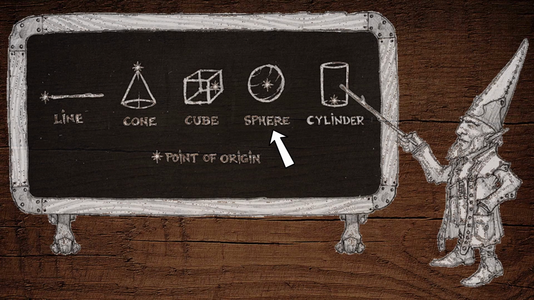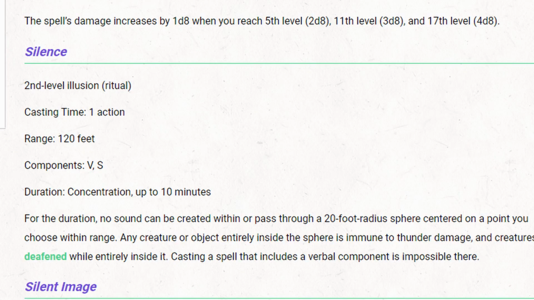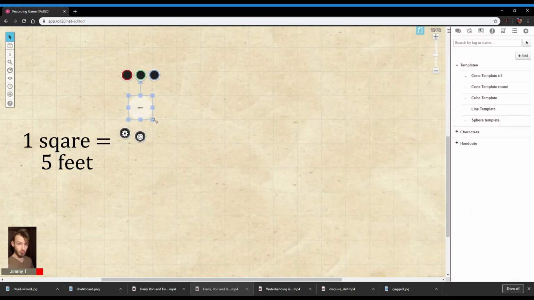A sphere's point of origin is its center. Spheres are usually expressed as an X-foot radius, so it covers twice that distance. For instance, the spell Silence affects a 20-foot radius sphere, which would be 40 feet in diameter.